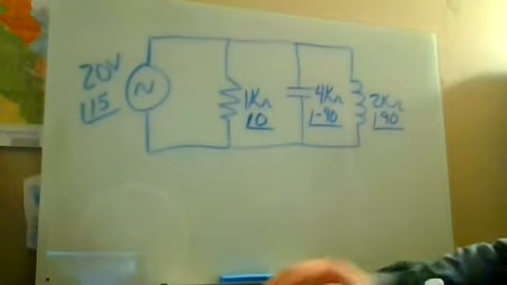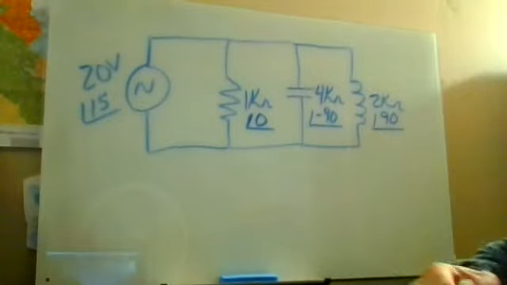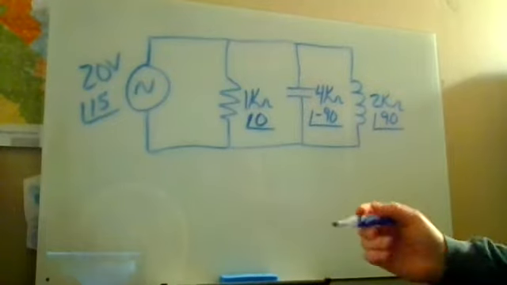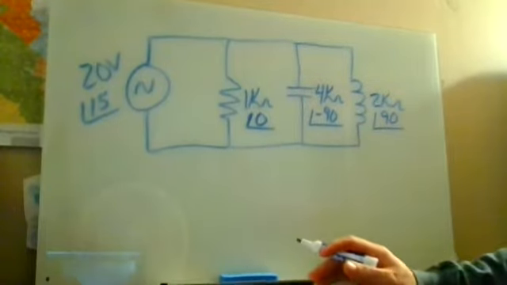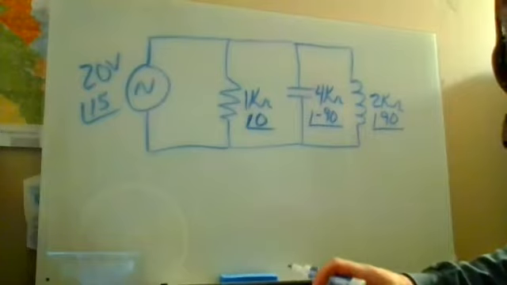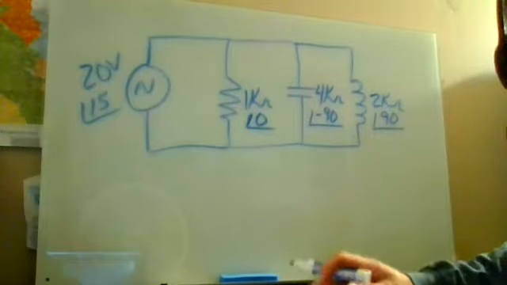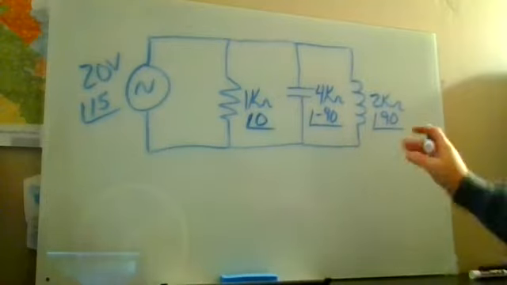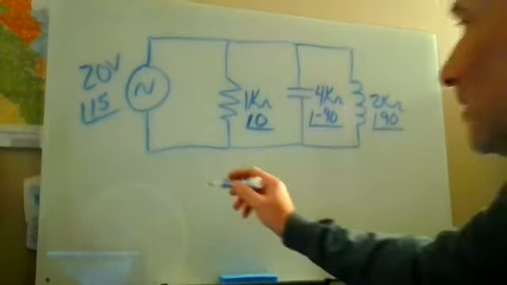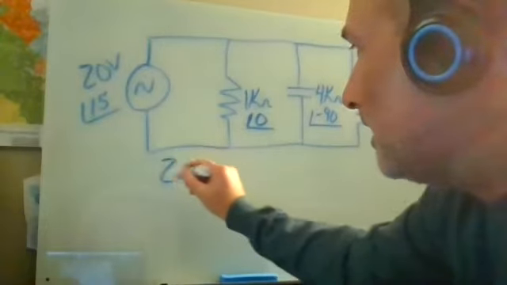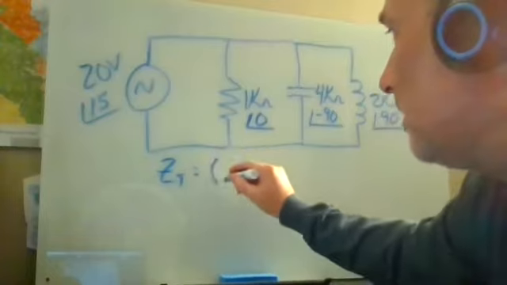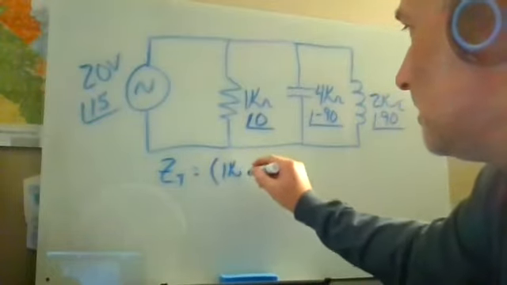Here's where it's going to differ just a little bit from when we did DC parallel. We're still going to find Z total the same way we found R total: 1 over R1 plus 1 over C1 plus 1 over L1. The only difference is when I punch it in the calculator, for Z total, I must put them all in parentheses.